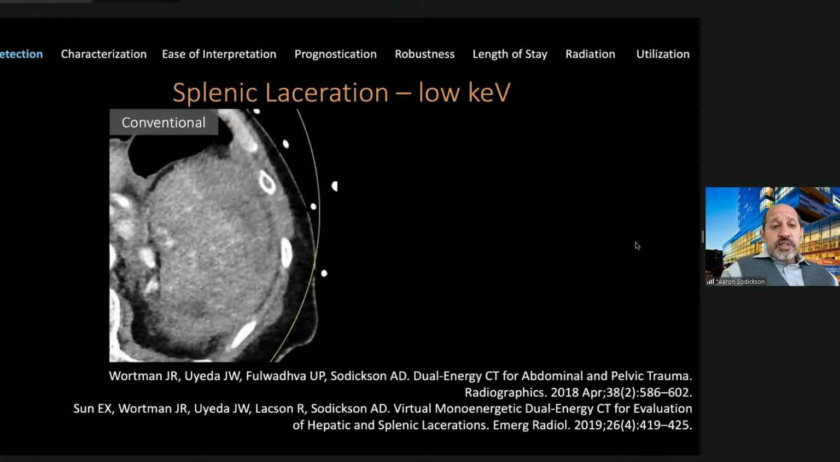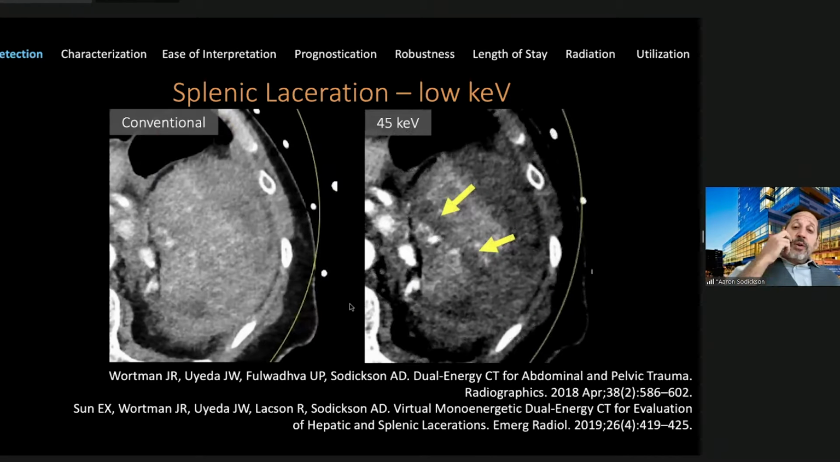Splenic laceration, this is not our best trauma scan. It's a little bit embarrassing, the image quality actually, but we can see something's going on with this spleen. We have probably a subcapsular hematoma. Hard to tell what's going on in the parenchyma. We can dial down to low keV, really accentuate differences in iodine content between portions of the parenchyma, highlighting this laceration through the splenic parenchyma here.